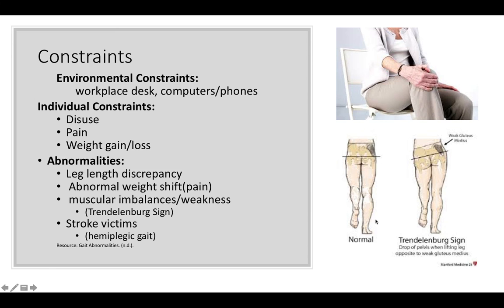in this picture. This is the normal squared away hips, and you can see they're squared in alignment, both sides. But with the Trendelenburg sign, we see that there is a hip drop due to a weak gluteus medius and minimus. So if they're dropping to the left, for instance, it's usually due to a weakness on the right side of the glute. We can also see with stroke victims a hemiplegic gait, and that could be something very common.